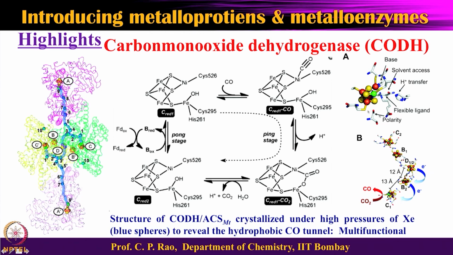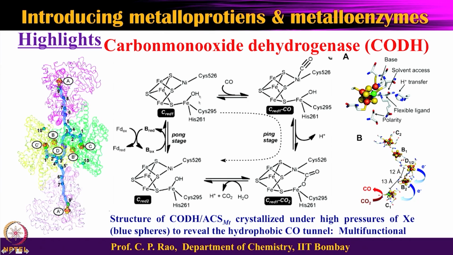The electrons are generated and the protons also, then these are transported through C2, then B1 and then D and then B2 prime or C2, C1 prime, and so on. Here at this cluster, the reaction of CO2 to CO takes place, which is a reverse reaction, and otherwise you have CO to CO2.